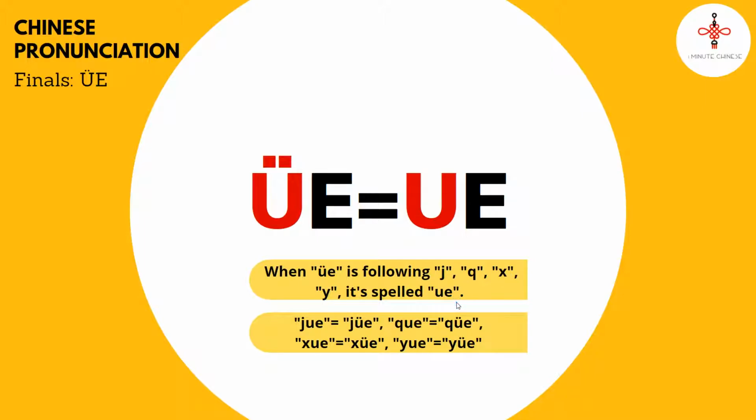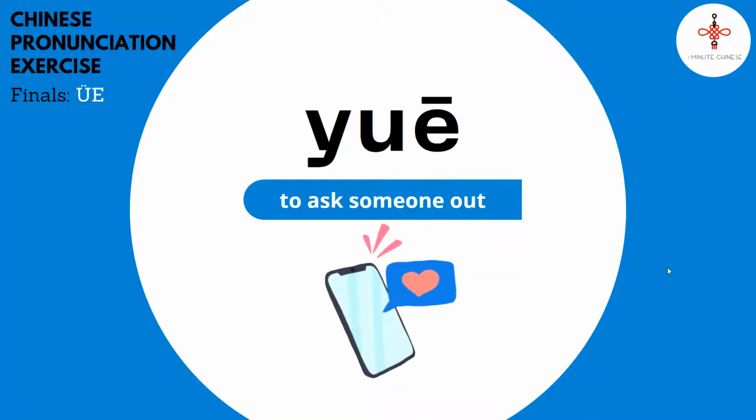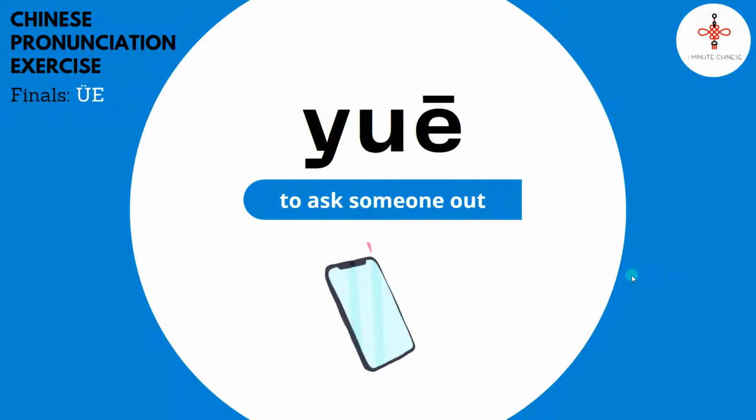The u is without the two dots on top of it. When you see pinyin jue, the pronunciation is 撅. QUE, the pronunciation is 缺. The same rule also applies to 薛 and 约. 约 is to ask someone out in Chinese.